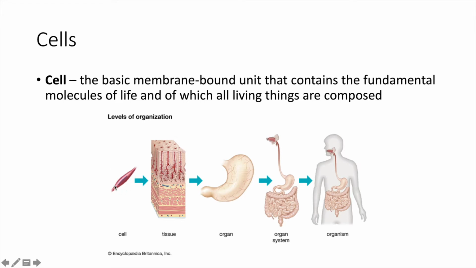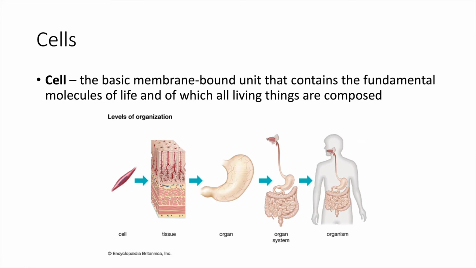If you get a bunch of cells together, then that makes a tissue. Here, this is part of stomach tissue. And then the tissue makes up an organ, which is the stomach here. The organ makes up an organ system, so the stomach's part of the digestive system, and then the digestive system is part of an organism, in this case, a human.